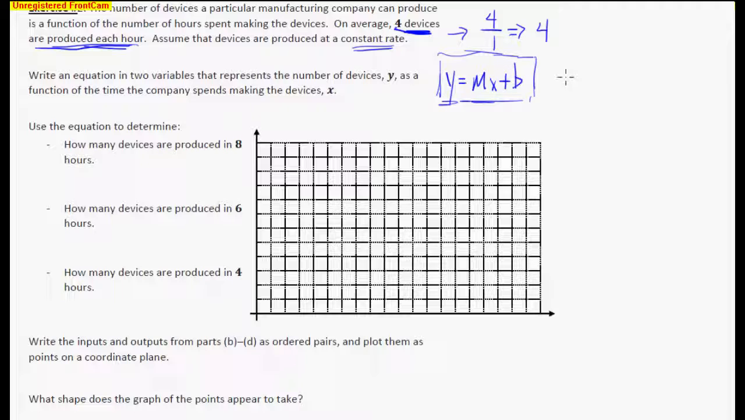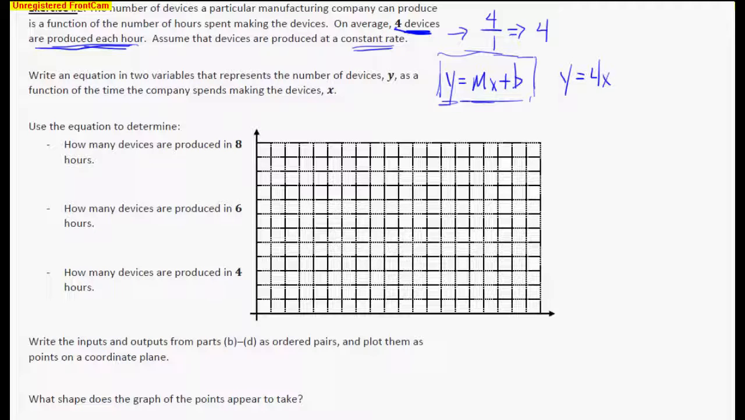All right, so if we plug in the slope of 4, we get y equals, oh, that's a really bad y. Let's make that one a little bit better. All right, y equals 4x. Now, what's going to be my y-intercept? Well, again, if you think about it, if we spend 0 time making these devices, meaning x is going to be 0, right? If I plug in a 0 for x, well, I haven't made any devices if I spend no time making those devices. So my y-intercept again is going to be 0.